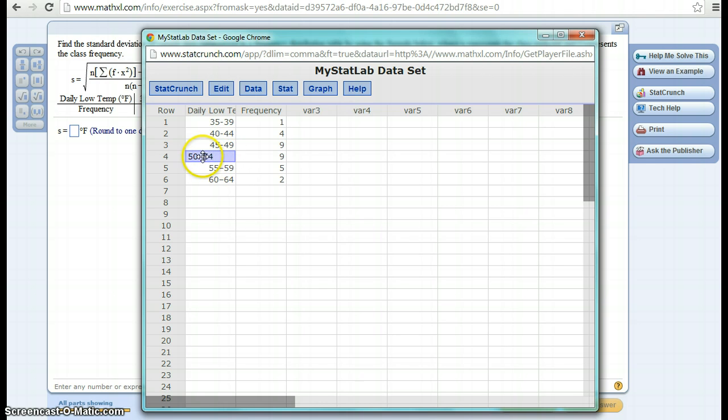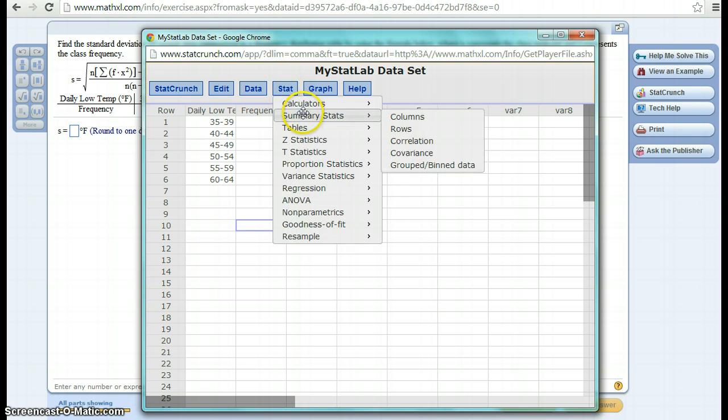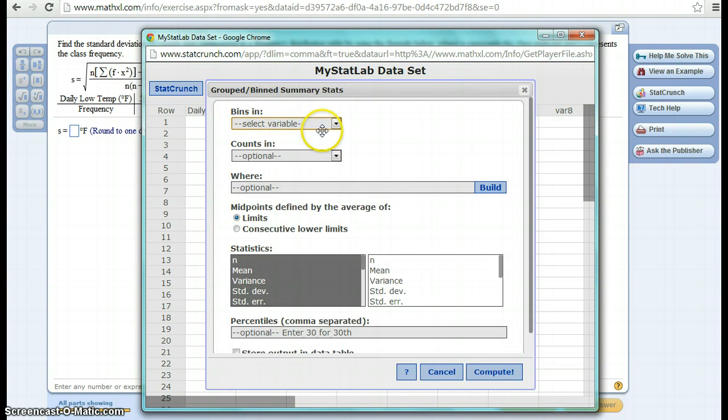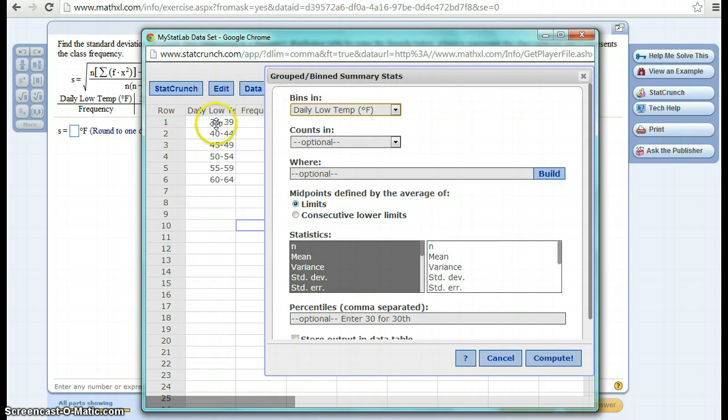So I just need to manually go in here and change all of those little long dashes to short ones. And now StatCrunch will understand, oh, that's the interval from 35 to 39, the interval from 40 to 44. So if I go stat, summary stats, and this is in grouped data, grouped or bin data. The bins are in that daily low temp. You see here, the counts are in the frequency.